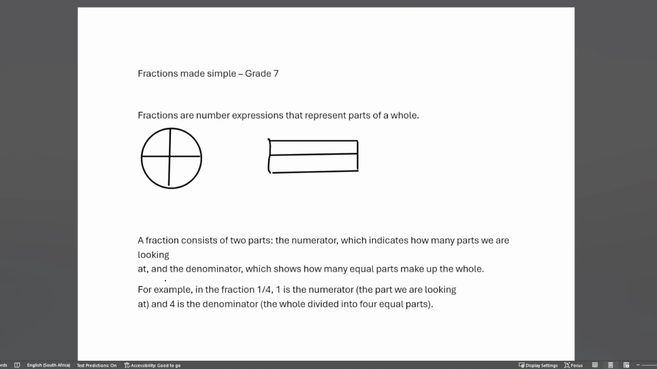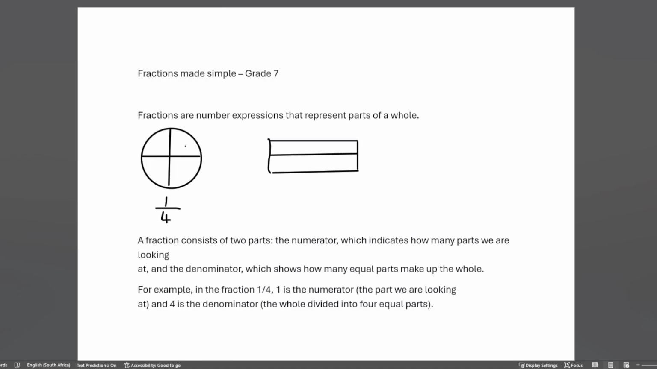Now, let's take, for example, the fraction 1 over 4, right? I will just write it down here, 1 over 4. Now, this is a fraction that is 1 over 4. 1 is the numerator, the part we are looking at, and 4 is the denominator, the whole divided into 4 equal parts.